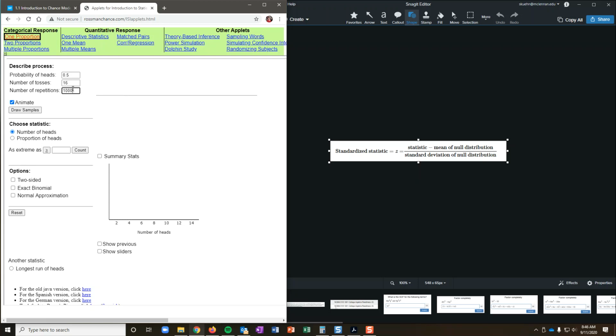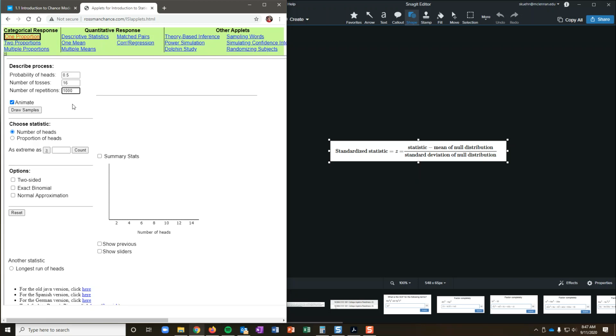Now remember, this number 1,000 is the same number that we have concluded up to now, as we have to repeat the simulation a large enough number of times for us to start to see what's going to happen. And we've decided that 1,000 is the number we're going to use.